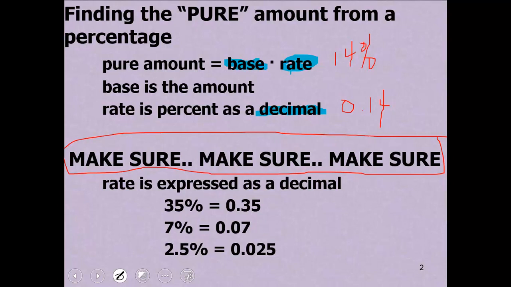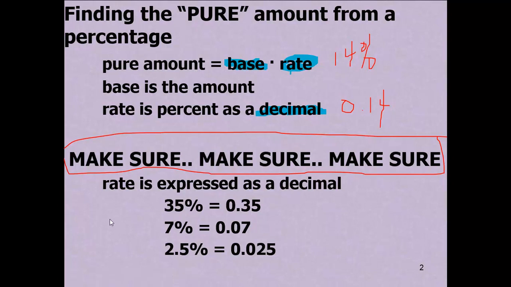35%, this is part out of whole, would be 35 over 100, which is equal to 0.35. 7% would be 0.07. 2.5% would be 0.025. So make sure that you know how to write your percentage rate as a decimal, okay?